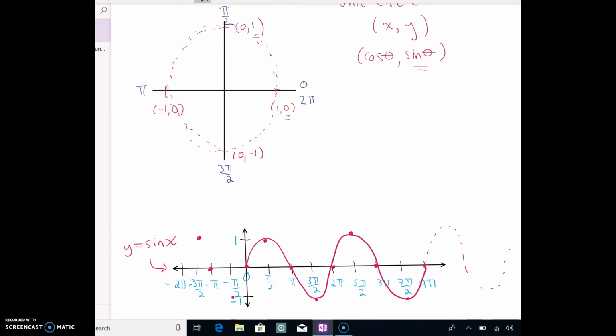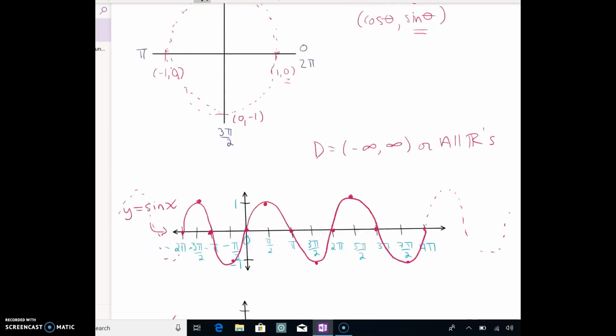And -2 pi, same thing. I'm going to start here and go around the unit circle 1 complete time. So here's 2 pi, and I have a y value over here at 0. So this pattern continues not only to the right, but it continues to the left as well. So in regards to our domain, the domain for the sine function is all reals. So we're going to say from -infinity to +infinity, or all reals.